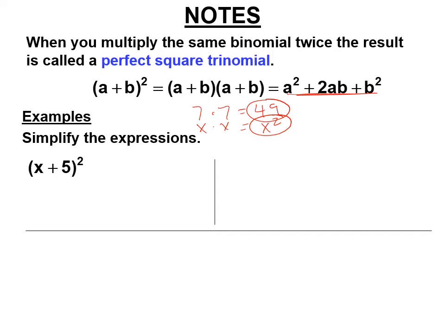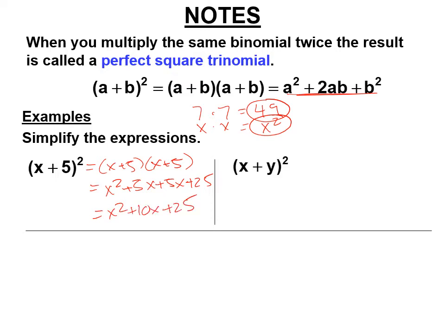So let's see that. So my advice, write these out, and then you just do them like all the others. You get x squared plus 5x outer plus 5x inner plus 25. You get x squared plus 10x plus 25.